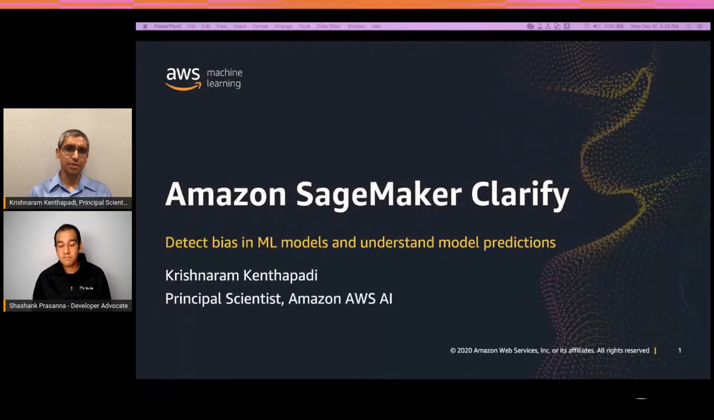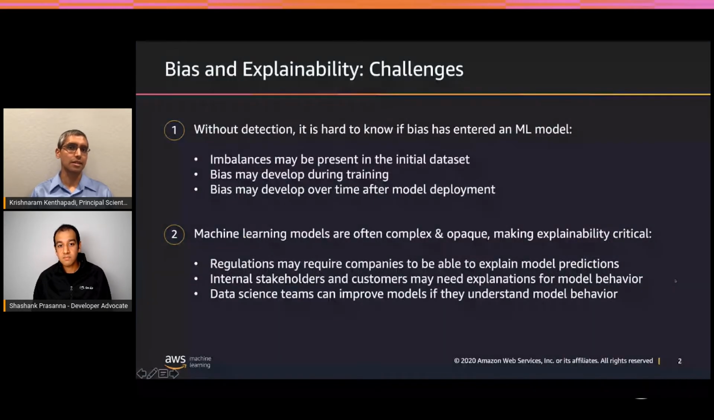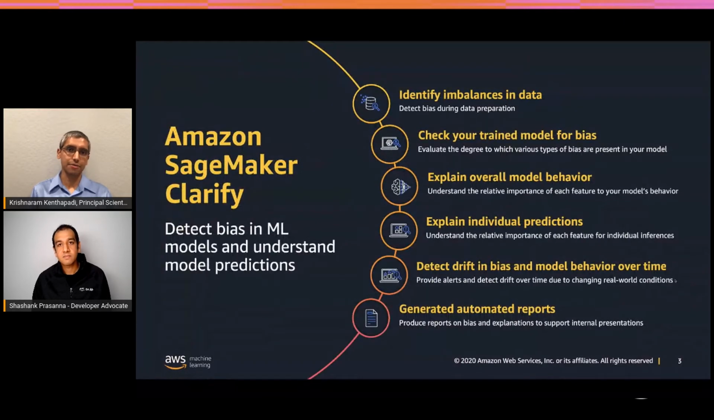As we discussed, there are a few different challenges that data scientists and other stakeholders face today, both from the perspectives of bias and explainability. I think we briefly discussed this. They want to know if bias has entered the machine learning model. And machine learning models, over the last several years, are becoming very complex and opaque. So from regulatory, data science, and business angles, the data scientists want to know how these models are behaving. Right, so let's go into what Amazon SageMaker Clarify offers.